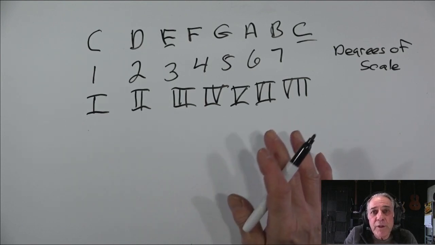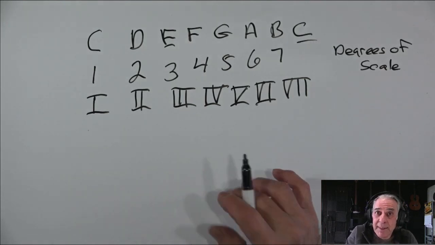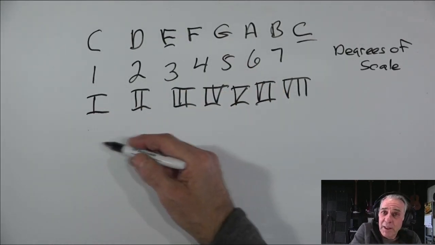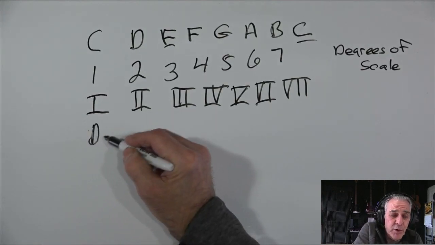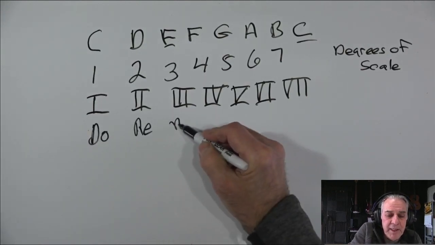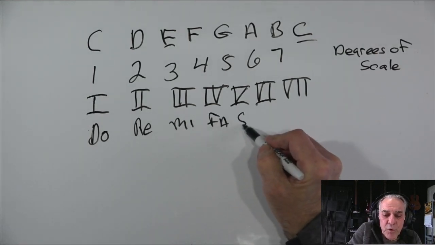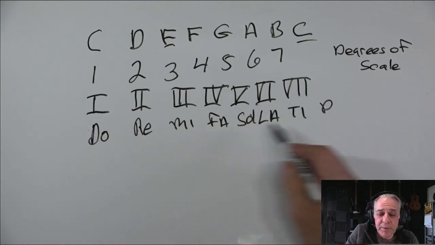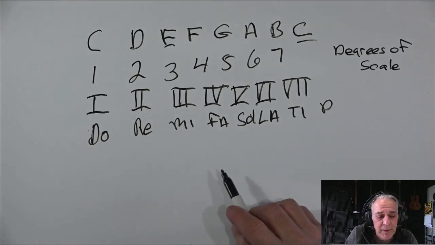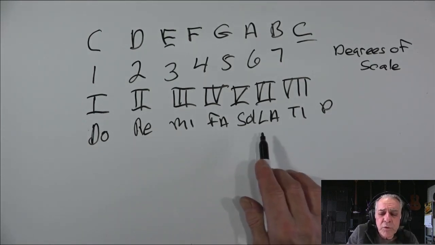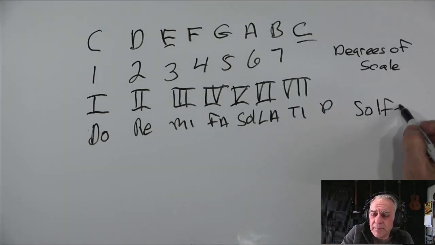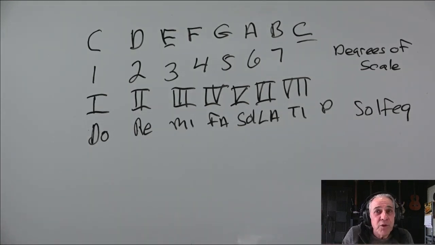Syllables are basically used for ear training, and have been for hundreds of years probably. Everybody learns this in grade school, so we're going to elaborate a little bit on this today. Do, re, mi, fa, sol, la, ti, and then of course do again, because we've completed the 7 degrees of the scale. The syllables are called solfege. I would say most people can sing do, re, mi, fa, sol, la, ti, do.